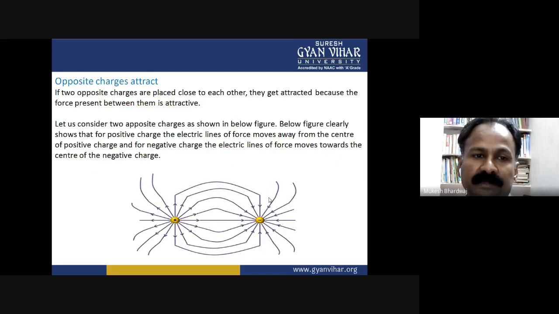Opposite charges attract each other. Two opposite charges are placed close to each other. They get attracted because the force present between them is attractive. Let us consider two opposite charges as shown in below figure. Below figure clearly shows that for positive charge, the electric line of force moves away from the center of positive charge, and for negative charge, the electric line of force moves towards the center of the negative charge. So, this is a diagrammatic representation of electric line of forces.